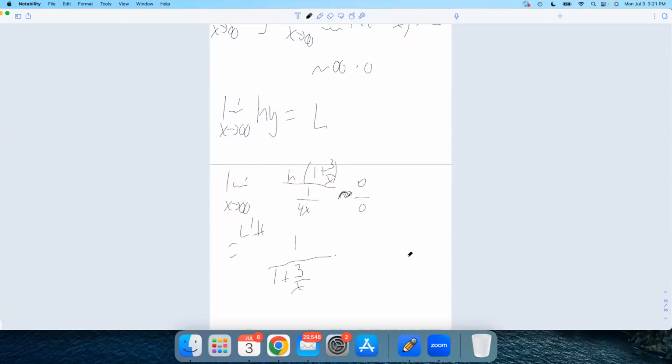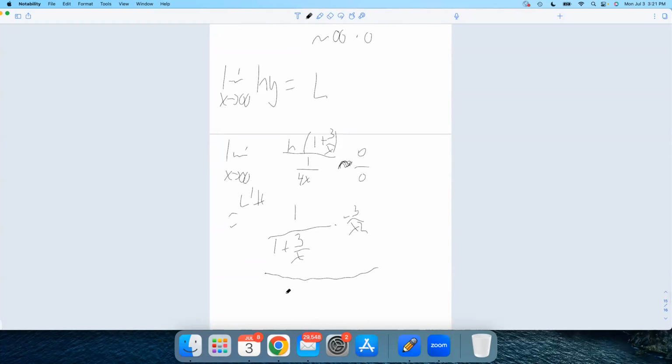So now I need the derivative of this guy. Derivative of 1 is just 0. Derivative of 3 over x is negative 3 over x squared. Over the derivative of 1 over 4x, and again, you can check this on your own, will be, let's see, negative 1 over 4x squared. And we're still taking the limit as x goes to infinity.